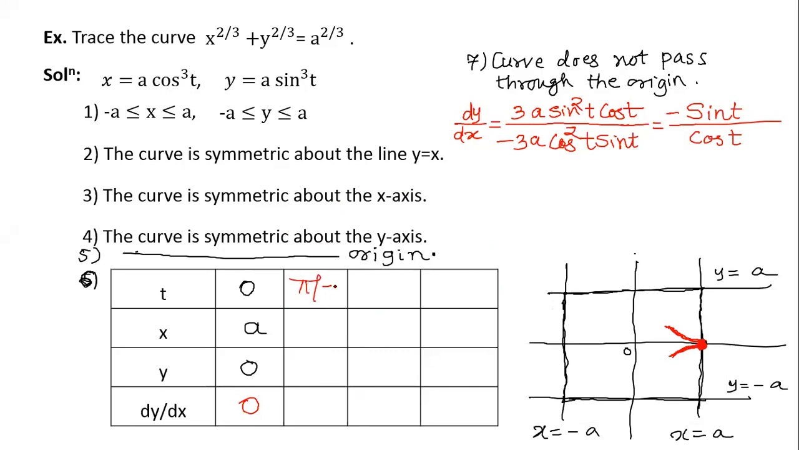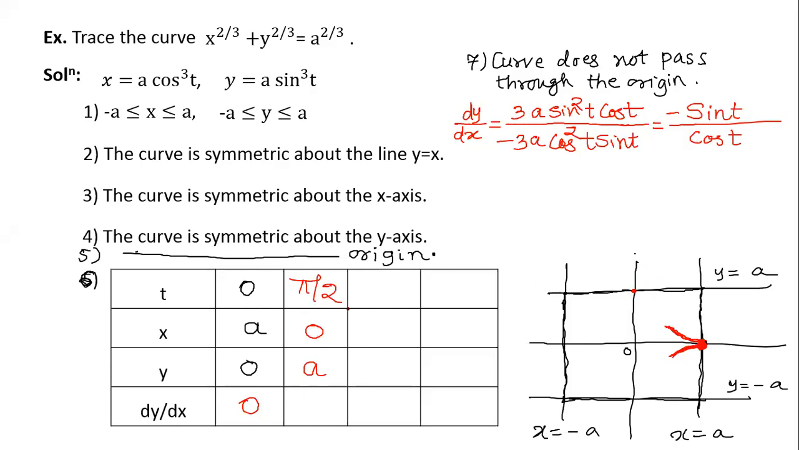T equal to pi by 2. So cos pi by 2 is 0. X will be 0. Sin pi by 2 is 1. So y is equal to a. So the next point is x equal to 0 and y is equal to a. This is the point.